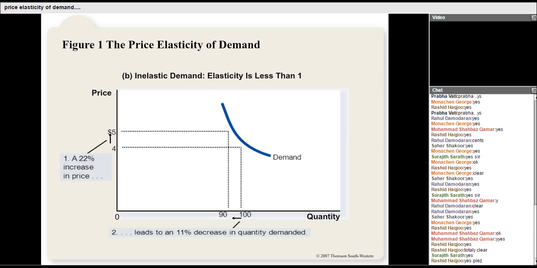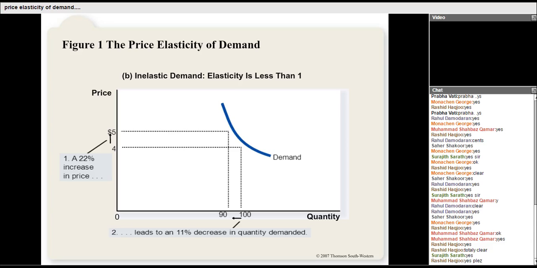Now see, the price elasticity of demand is the inelastic demand. So I told you, inelastic demand, the result will always be less than one. How? See what happened, the price has gone from $4 first, and then gone up, it's now $5. Right, so how does it happen, what exactly happened?